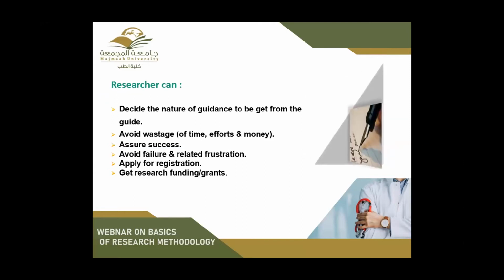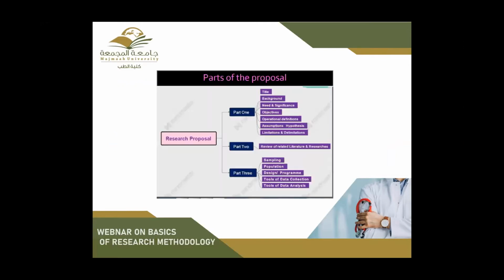Okay, so the researcher can decide the nature of guidance to get from the guide, avoid wastage, assure success, avoid failure, and sometimes the research may be prolonged if you don't plan properly. So here, these are the parts of the proposal: part 1, part 2, part 3. Part 1 contains title, background, need and significance, objectives, definitions, assumptions, hypothesis, limit. Part 3 contains methodology, mainly sampling, population, design, tools of data collection, tools of data analysis.